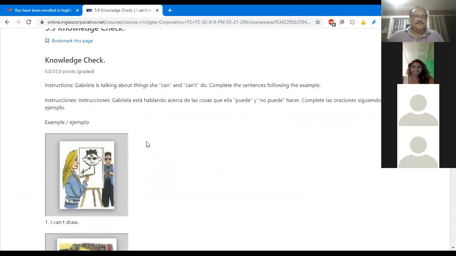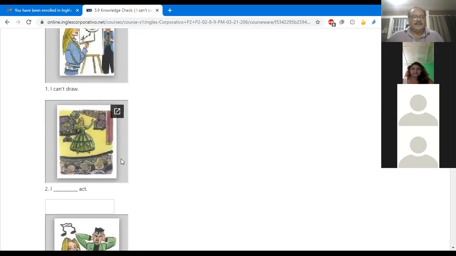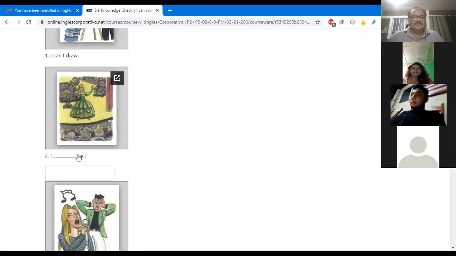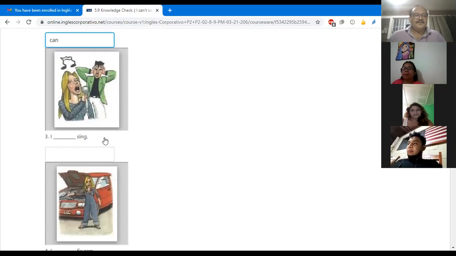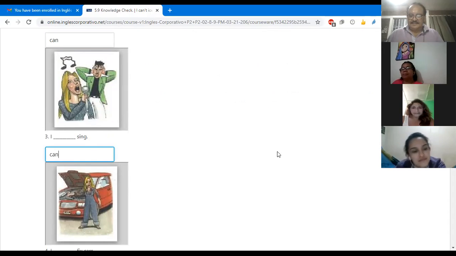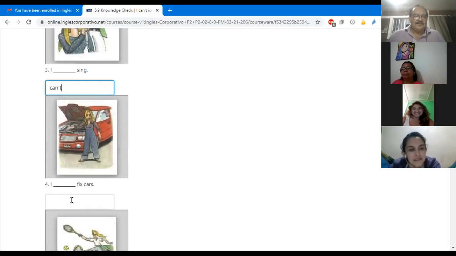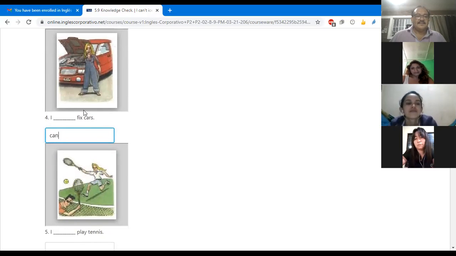Now, looking at the picture, example, we have, I can't draw, negative, okay? I can't draw. Then, in number two, I can. Affirmative. Yes, I can. What about this one? I can't. I can't. Can. Can. It's terrific. Así me vieron a mí, right? I can't. No. Okay, breaking the window. I can't fix that. I can't fix a car. I can fix cars in plural. I can fix cars.